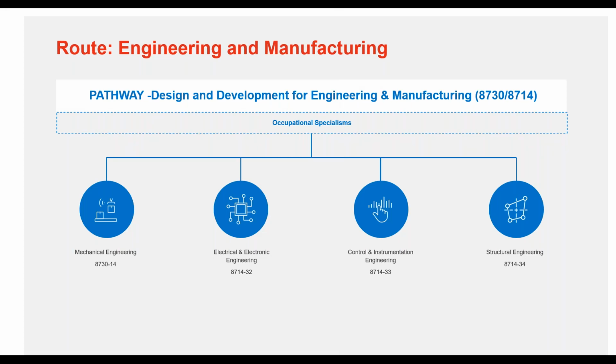So on this slide, we can see the occupational specialism for pathway design and development. We have mechanical engineering, electrical and electronic, control and instrumentation, structural engineer, which are the 4 OSs which sit under the design and development pathway.